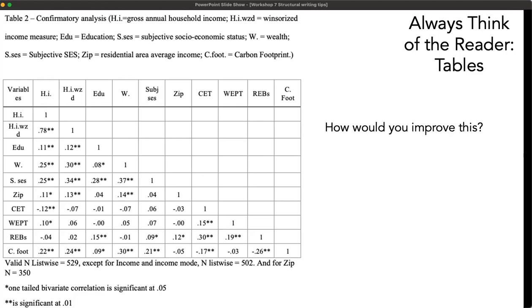What else? Could you take out the ones? You can take out the ones. Those are given. Yeah. And then that leaves an empty column at the end. You could remove that column. All of those things help you fit it on the page, help it be simpler.